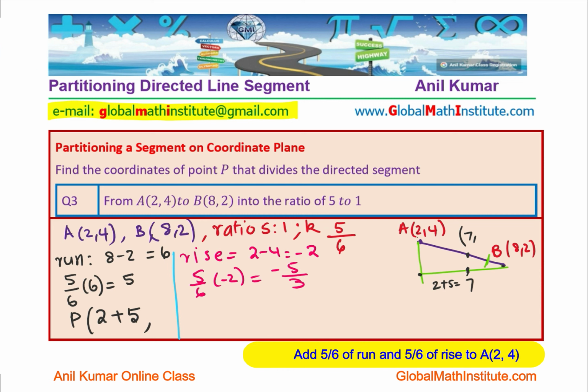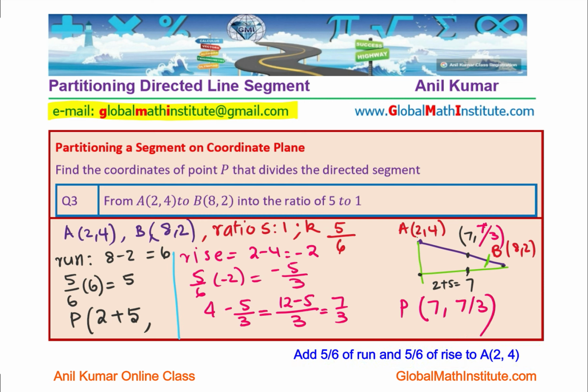So as far as the change in y is concerned, it will be starting at 4 and will take away 5 over 3. That will give us 3 times 4, 12, minus 5 over 3, which is 7 over 3. So the y coordinate of P is 7/3, so the point P is 7 and 7/3. Does that make sense? So that is the way to calculate.